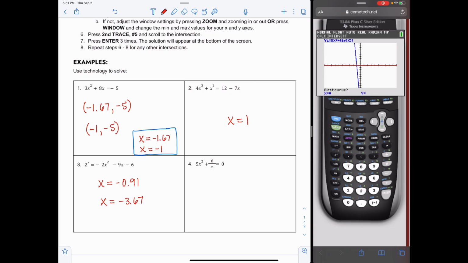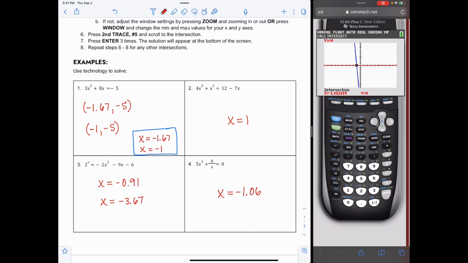So when we do that, we are going to just scroll until we can get as close as possible to it. And then we're going to press enter 3 times. 1, 2, 3. And we see that here our intersection and our x value that makes the equation true is going to be negative 1.06 approximately.